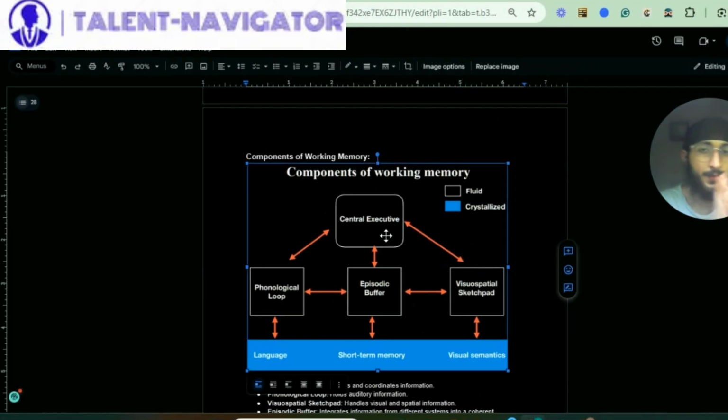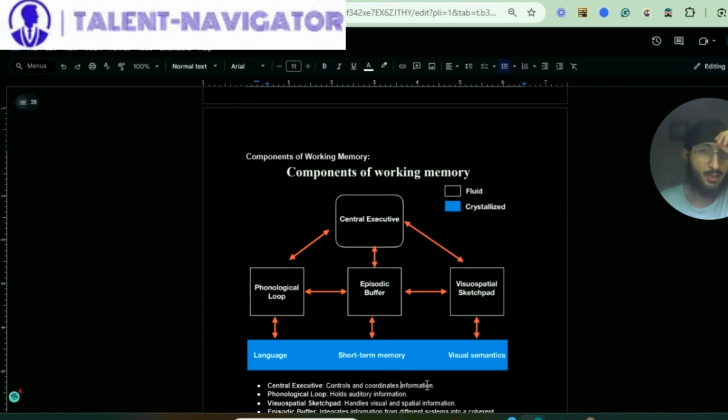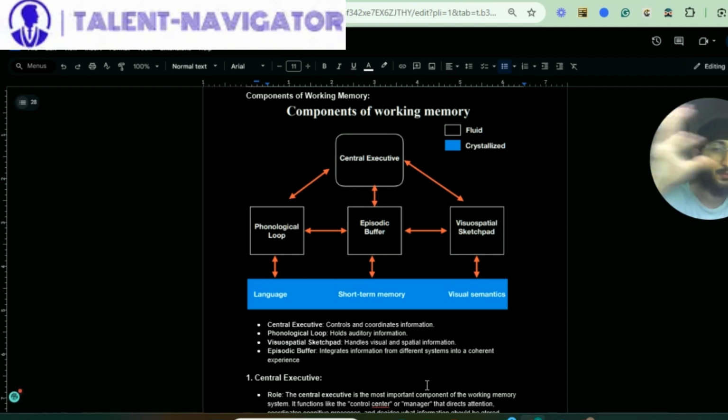So we have the central executive, which is basically the main center which controls and coordinates the information. And then we have the phonological loop, which is useful for holding auditory information. Then we have the episodic buffer, which integrates information from different systems into a coherent experience. And then we have the visuospatial sketchpad, which handles the visual and the spatial location information. And we have language, short-term memory, and visual semantics. So the black ones, which are these four, are fluid, and the blue ones are crystallized.